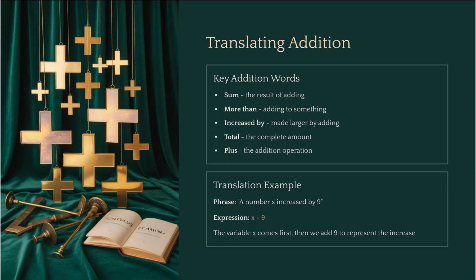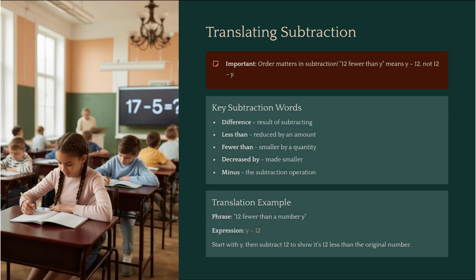Let's practice translation starting with addition. Words like sum, more than, or increased by all tell you to use the plus sign. If a question asks you to write an expression for a number x increased by 9, you simply write x plus 9. Remember, for addition, the commutative property means the order of x plus 9 or 9 plus x doesn't change the value. For subtraction, the order is critical.